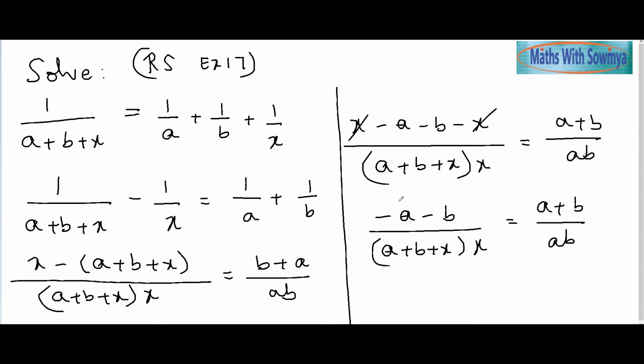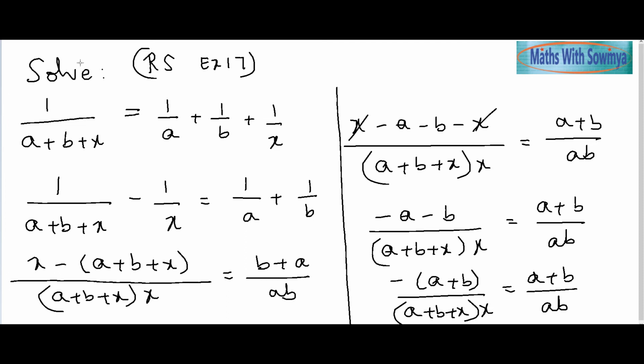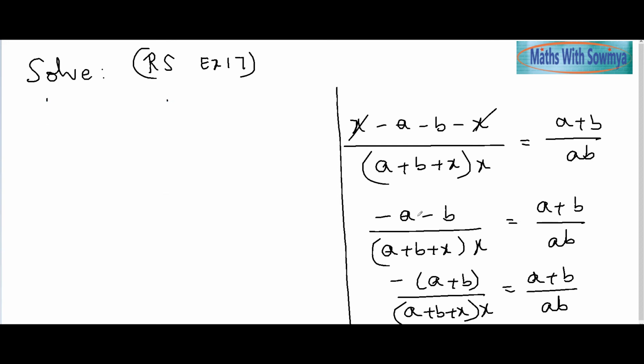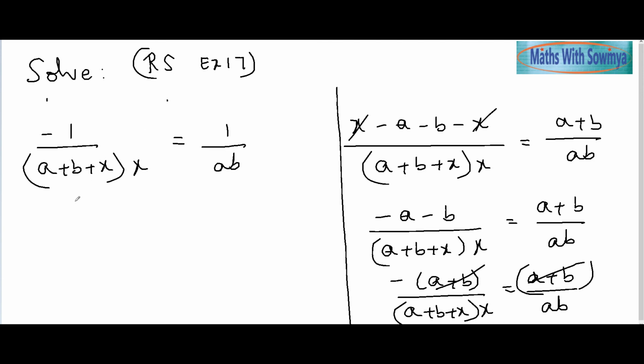So now here minus can be taken as a common factor. So we will get (a plus b) divided by (a plus b plus x) into x. This is again (a plus b) divided by ab. (a plus b) can be cancelled here. You will get minus 1 divided by (a plus b plus x) into x. This is equal to 1 by ab. Cross multiply.